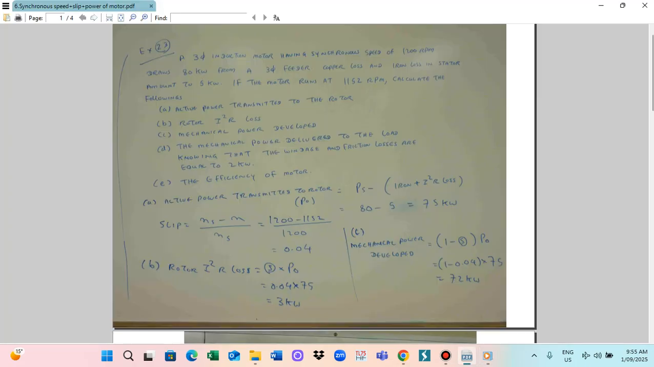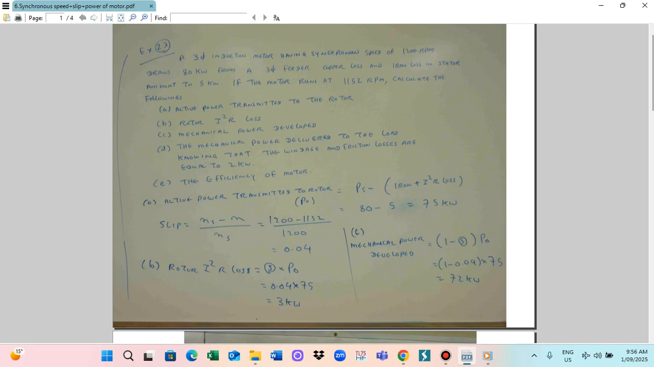This problem: a three-phase induction motor having a synchronous speed of 1,200 RPM draws 80 kilowatts from the three-phase feeder. The copper loss and the iron loss in the stator amount to 5 kilowatts, and the motor runs at 1152 RPM. We need to calculate the active power transmitted to the rotor, the rotor I2R loss, the mechanical power developed, the mechanical power delivered to the load, given that the windage and friction losses are equal to 2 kilowatts, and the motor efficiency.